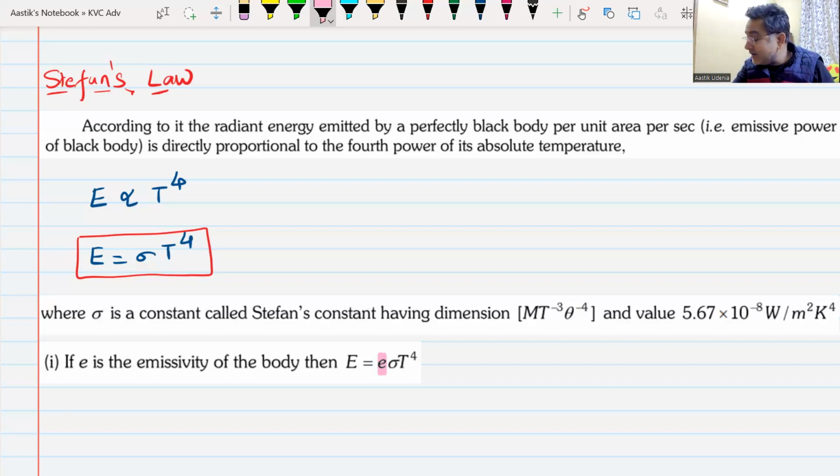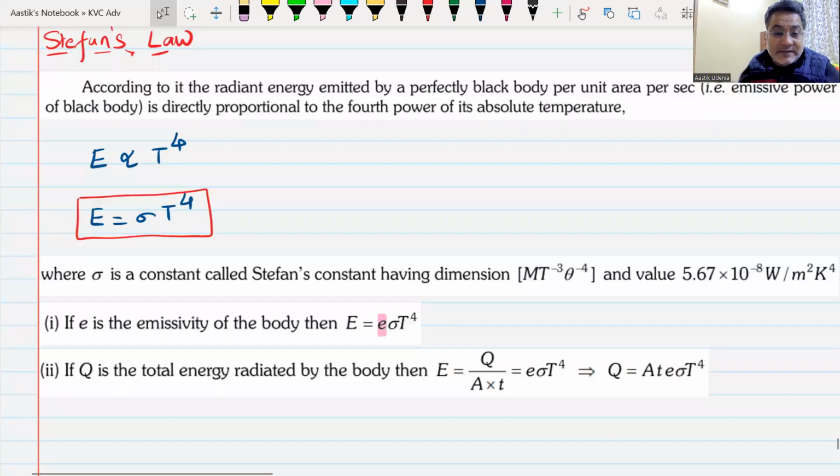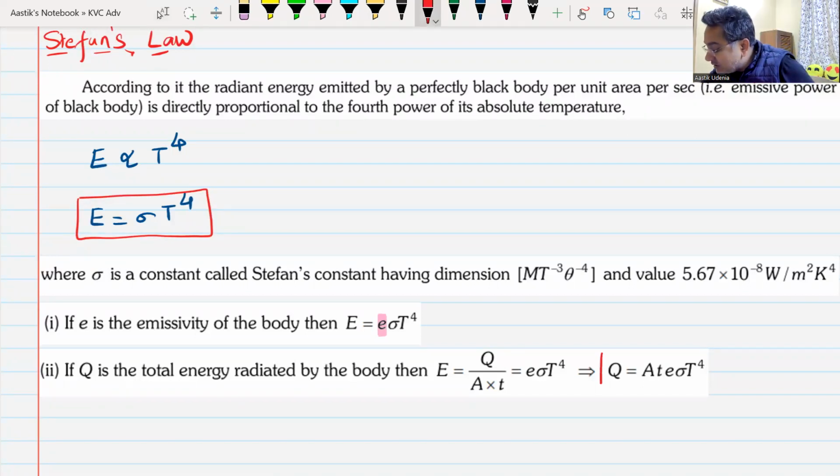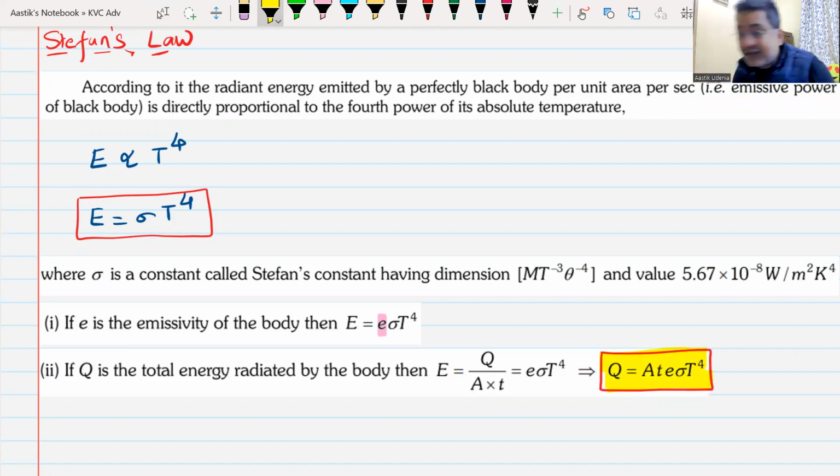If I multiply it by the area and I multiply it by the time, this is the formula for thermal radiations emitted by any body as a function of time or area. Small t is time here, capital T is your absolute temperature. Absolute zero cannot be possible. All bodies emit thermal radiation.